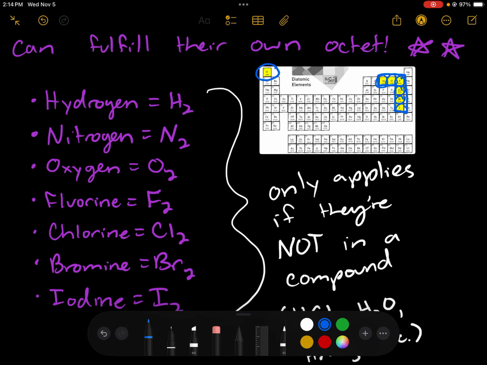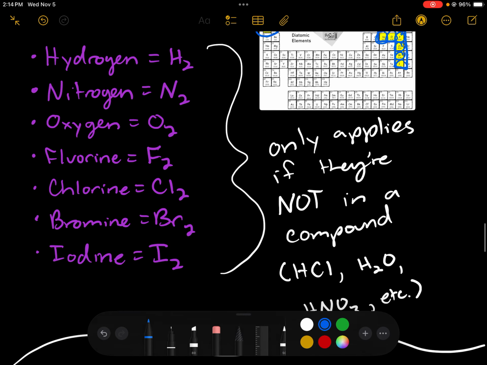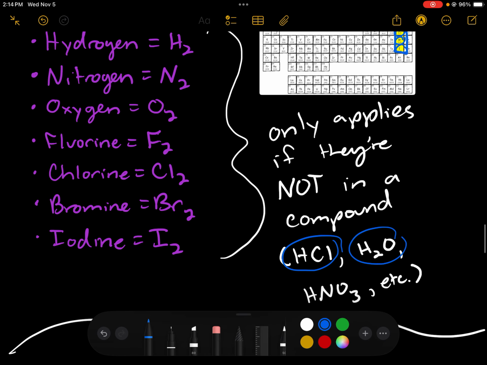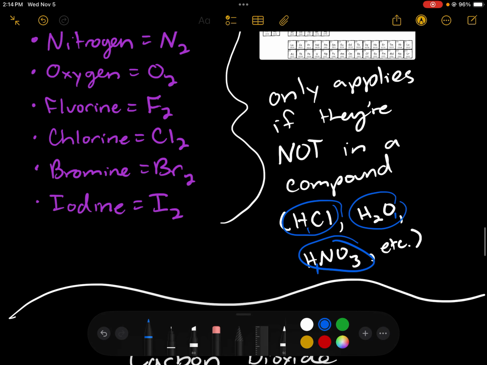And again, if you're looking at a sample of just hydrogen or just nitrogen or just oxygen, you're going to see that subscript of a 2. But that only applies if it's just that element. If that element is part of a larger compound, like say hydrochloric acid or water or nitric acid, then that doesn't apply, because you're seeing that there's only 1 hydrogen in hydrochloric acid. You're seeing that there's only 1 oxygen in water. You're seeing that there is 1 hydrogen and 3 oxygens in nitric acid. So again, this diatomic rule only applies in elemental state, not in a compound.